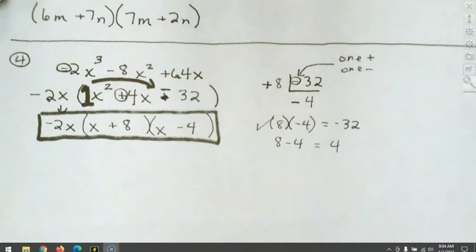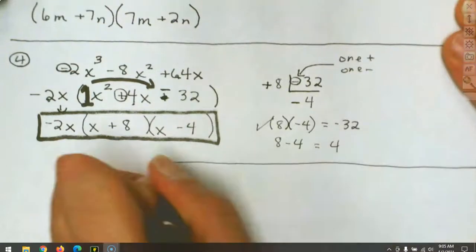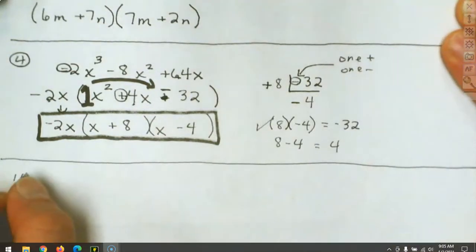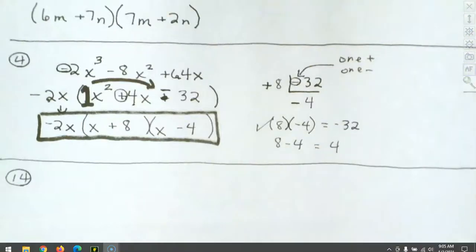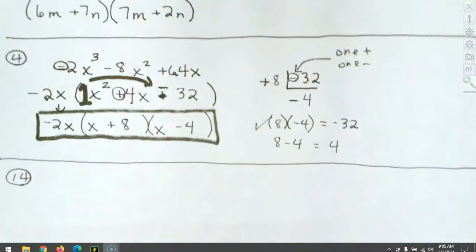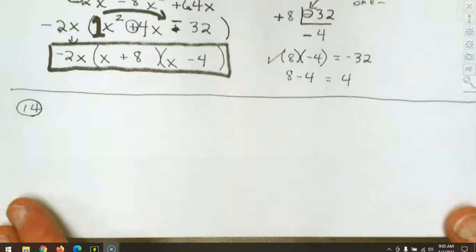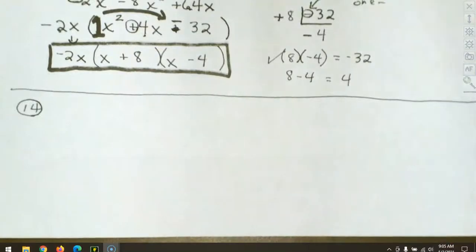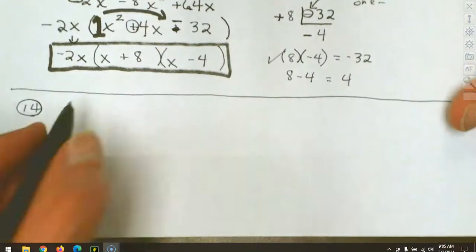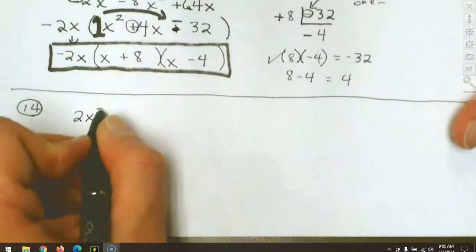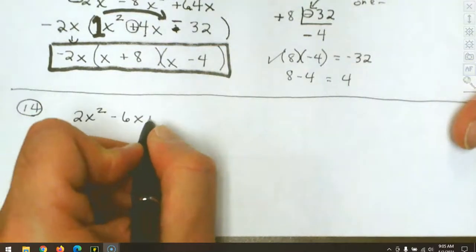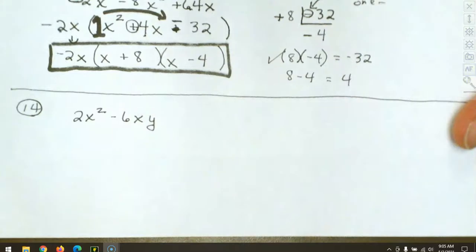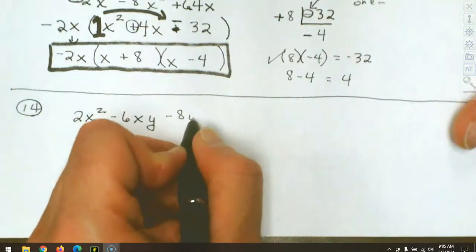Let's look now at question 14. Question 14 is similar to question 4. A little bit different, but it's still similar. So for question 14, we have 2x squared minus 6xy minus 8y squared.